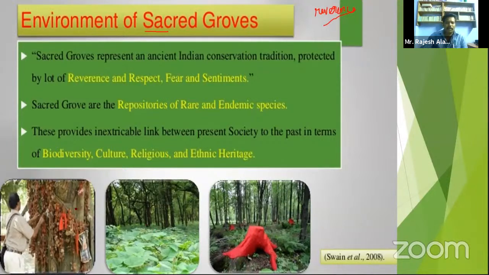Okay, they won't cut the tree. They have a fear factor attached with value. It's not a simple fear, it is attached with some value. Fear with value.